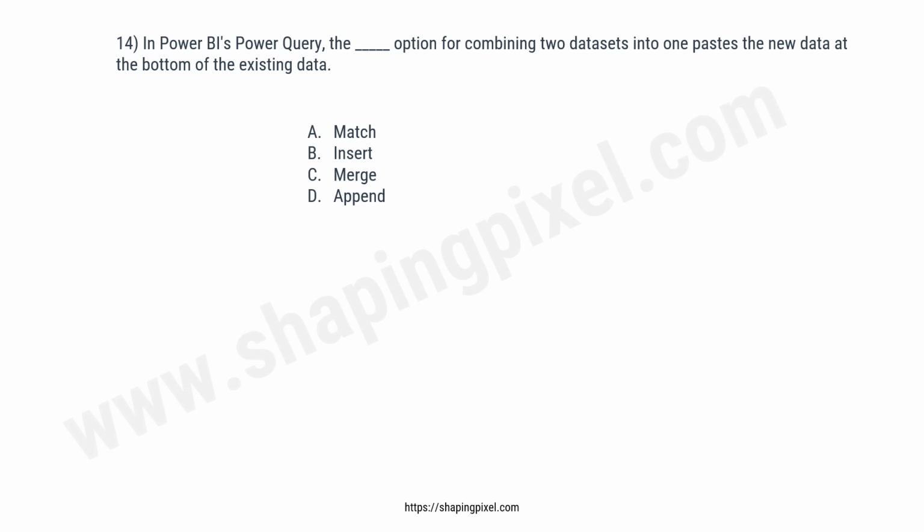Question number 14. In Power BI's Power Query, the dash option for combining two data sets into one pastes the new data at the bottom of the existing data. And we have four options: match, insert, merge, append. So the right answer here is option D, append.